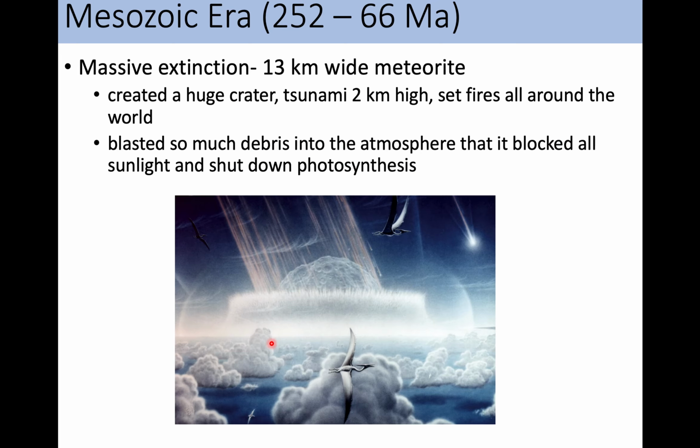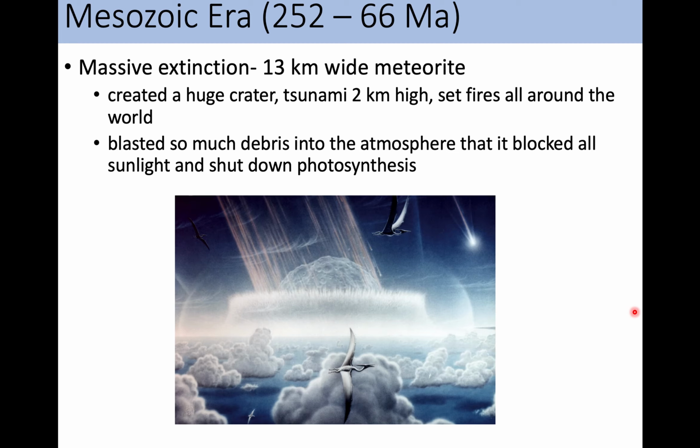So there was a giant extinction, the one you're probably all very familiar with, in the Mesozoic era that ended our age of dinosaurs. There was a 13-kilometer wide meteorite that hit Earth and created a giant crater in what we now call the Gulf of Mexico. It created tsunami waves that were 2 kilometers high. That is so difficult to think about because it is huge. Tsunami waves that were 2 kilometers high when these dinosaurs went extinct.